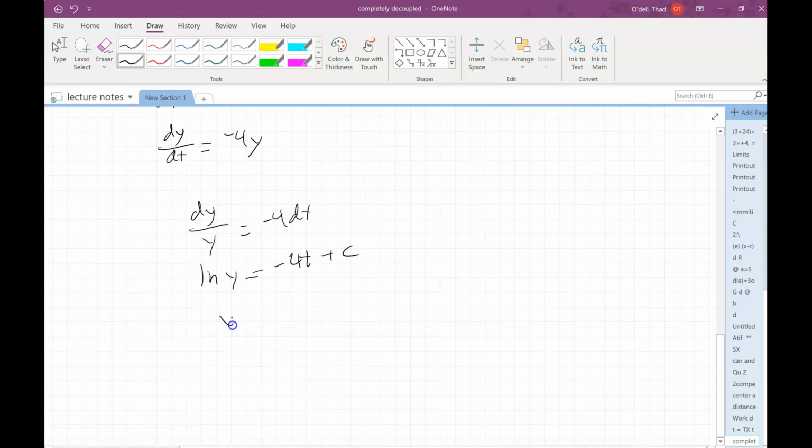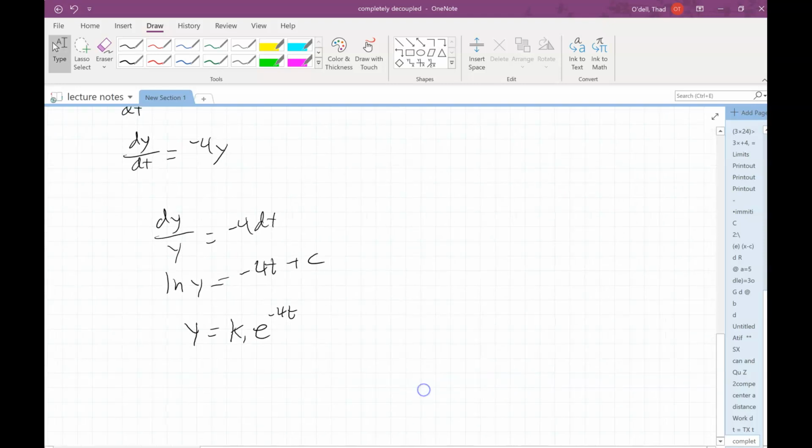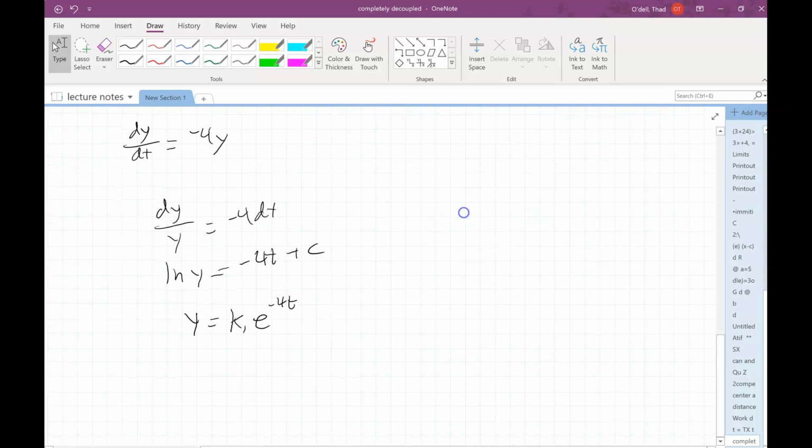So that means that y is equal to k sub 1 e to the -4t. So that is a solution for the second equation in the system. And so that means, of course, that's the only one that'll work in that equation. So in the other equation, y has to be equal to that, and so then we'll use that to find x.